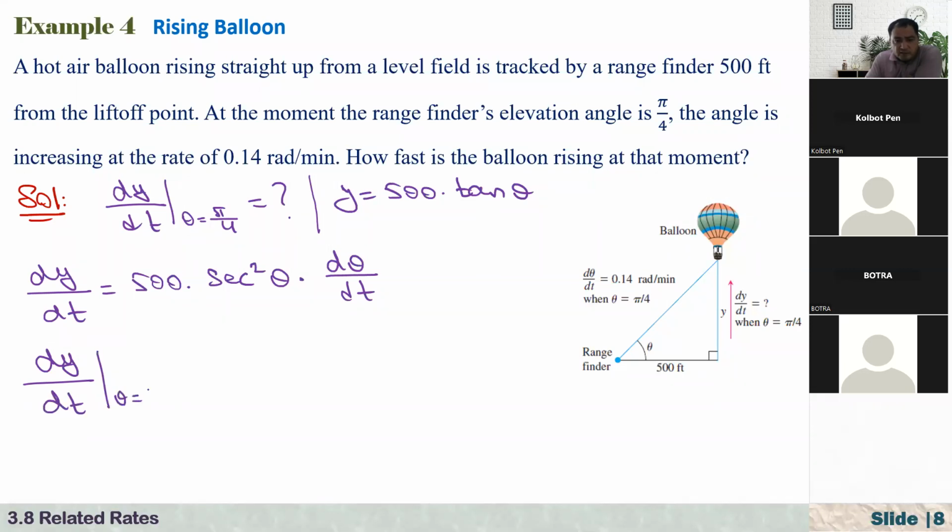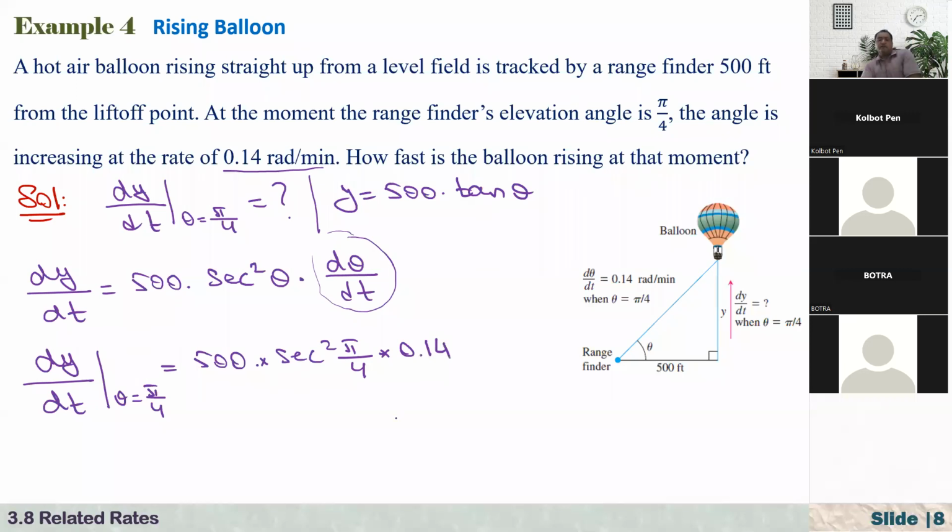when theta is equal to pi over 4, right? So that's equal to 500 times secant squared of pi over 4 times d theta/dt. How do I know this one? It is given, right? It's saying that the angle theta is increasing at the rate of 0.14 radian per minute at that moment. So we have 500 times secant squared of pi over 4 times 0.14, and that's it.